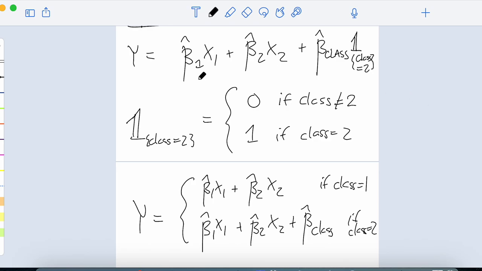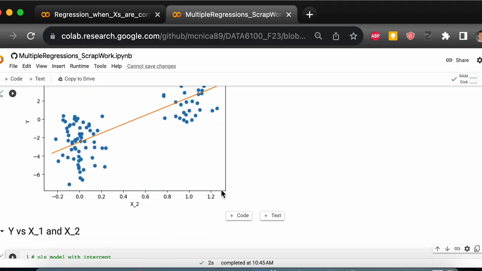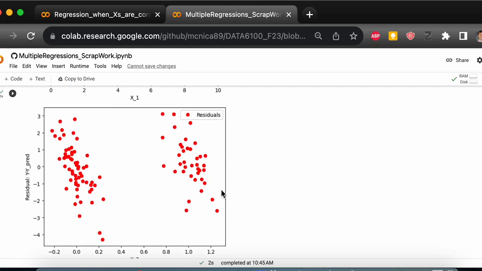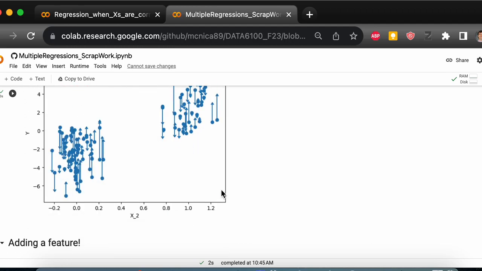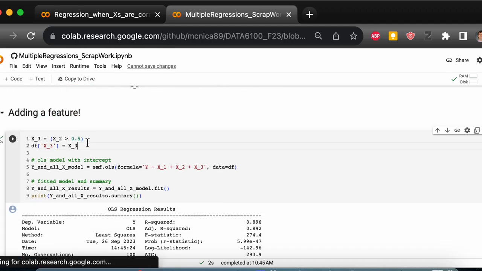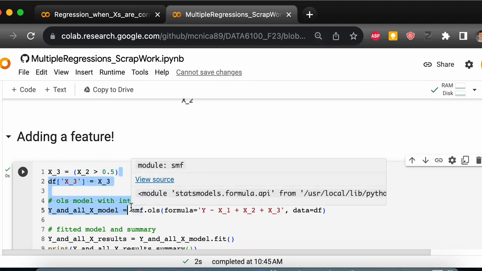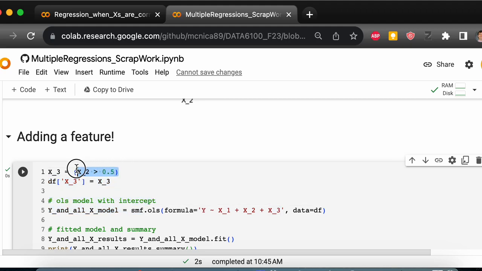Let's see what this looks like, because this is exactly what was done in this notebook. In the notebook, we saw this thing with the residuals, and we said, oh, there's a pattern there if I include which one is in or out. I can add a feature, and the feature I added, here it's called x3. And x3, I put in brackets, x2 bigger than 0.5. So this will be 1 if x2 is bigger than 0.5, and 0 if x2 is less than 0.5. And I added it to my data frame. Now I have exactly the same setup as before, but instead of having x1 and x2, I have x1, x2, x3. It's exactly doing what we did before.